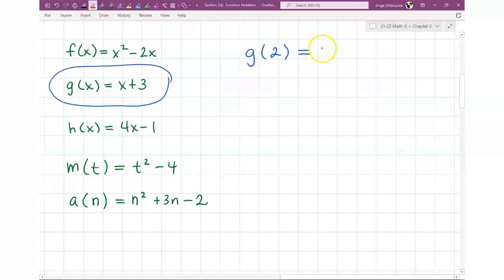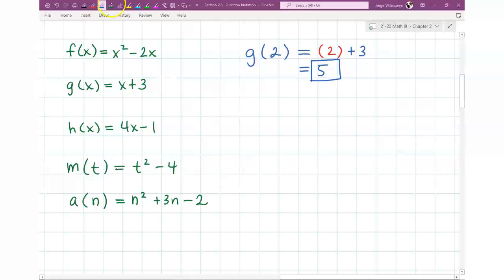So I'm just going to use a different color real quick. 2 plus 3. Well, that's 5. So there's my answer. G of 2 is 5. I mean, that's pretty easy, right? Now, what if they ask you to find f of negative 1?